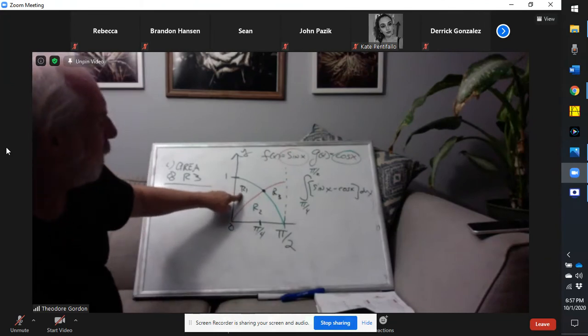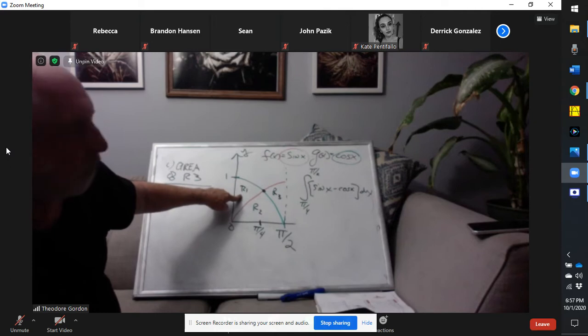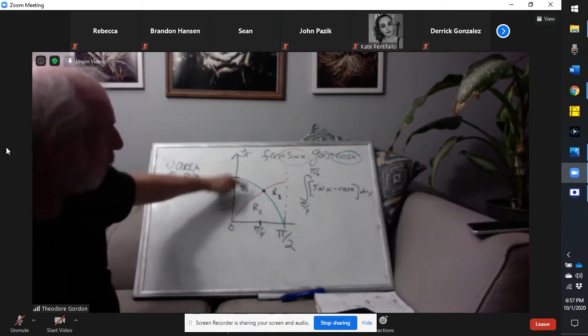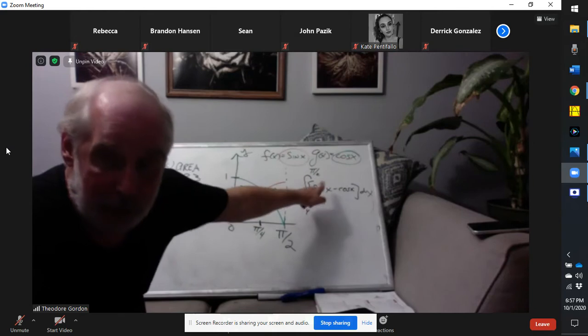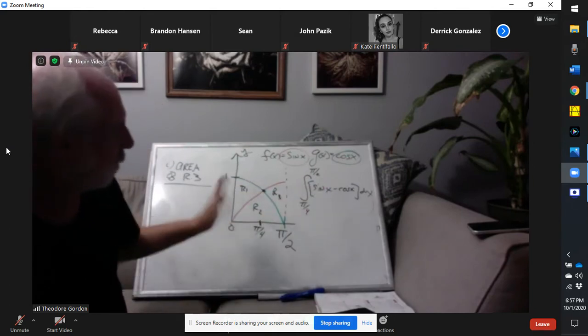If we did the area of R1, what would change? If I wanted the area of R1, what would happen? Cosine x minus sine x. Right. Now, cosine is the top and sine is the bottom, so they would flip and the minus sign would stay there. Okay, good. So we haven't done this in a while.